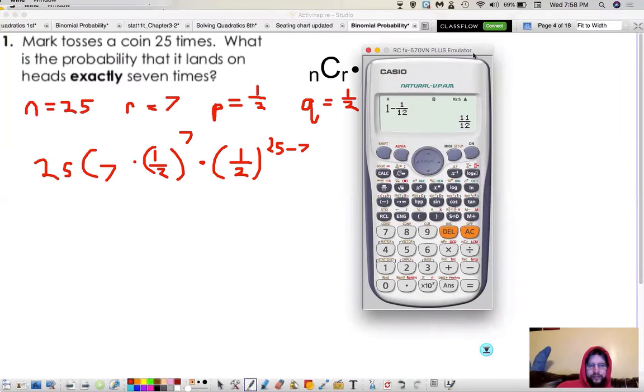So if you recall, the combination button, shift divide. So I'm going to do 25, shift divide, 7. Now make sure you actually put the multiplication symbol. If you don't put the multiplication symbol, it'll confuse the calculator. And I'm going to get there with the parentheses. You don't actually have to have it, but just do it anyway. And we're going to raise that to the 7th power. Times. I'm going to do it again.